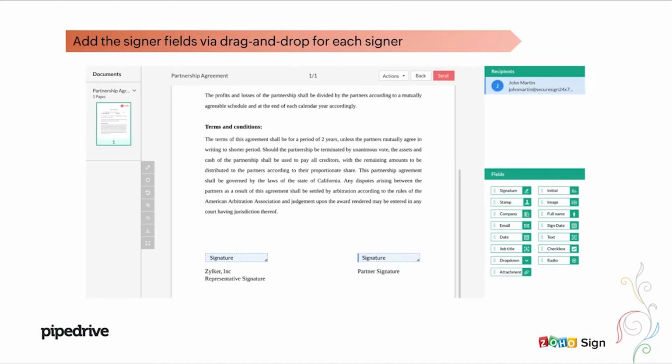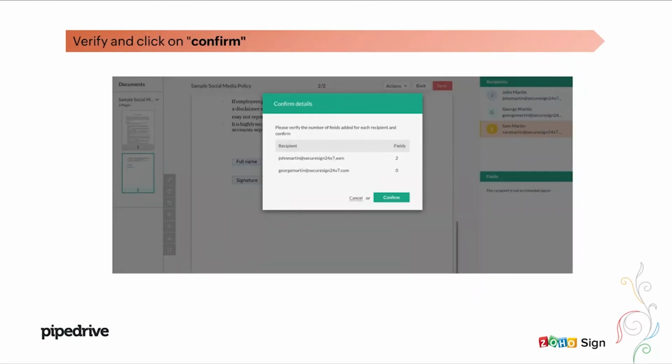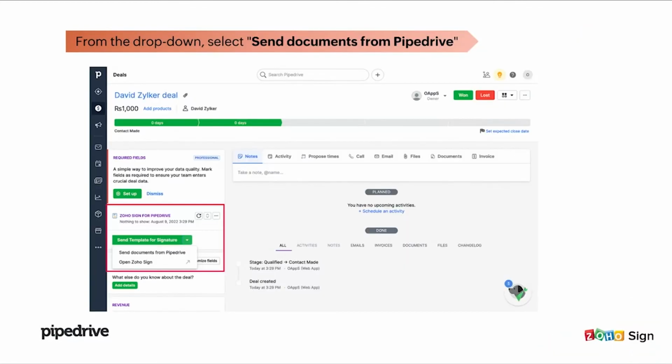Add the required signer fields in the document via drag and drop. Verify the number of signer fields added for each signer and click on Confirm to send the document out. Let's now look at the third and the last method of sending a document from Pipedrive.